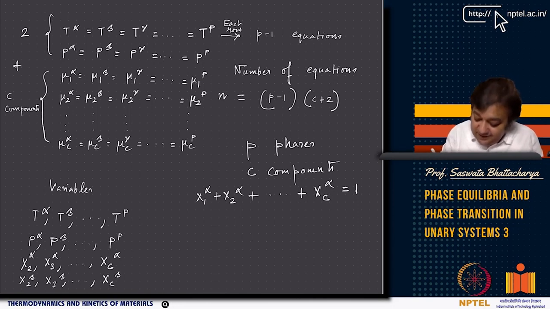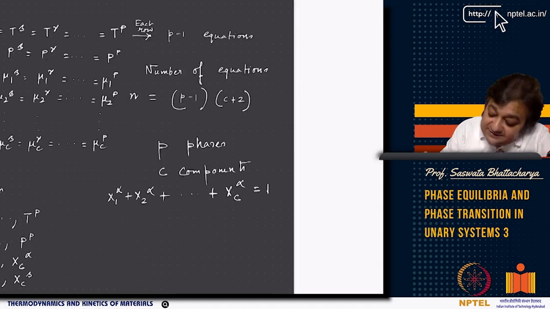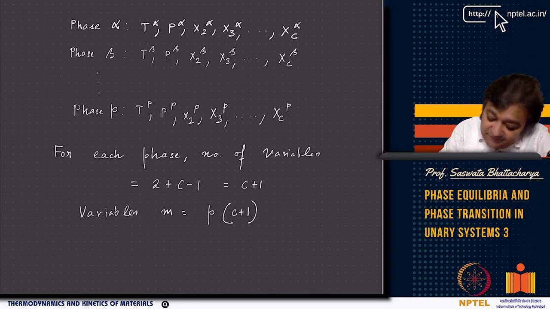T alpha to T P, these many variables, then P alpha to P P, and then X2 alpha, X3 alpha, XC alpha, similarly X2 beta, X3 beta, XC beta, similarly X2 P, X3 P, XC P. So basically, if I write it for phase alpha, the number of variables are T alpha, P alpha, X2 alpha, X3 alpha up to XC alpha. For phase beta, T beta, P beta, X2 beta, X3 beta, XC beta, right?